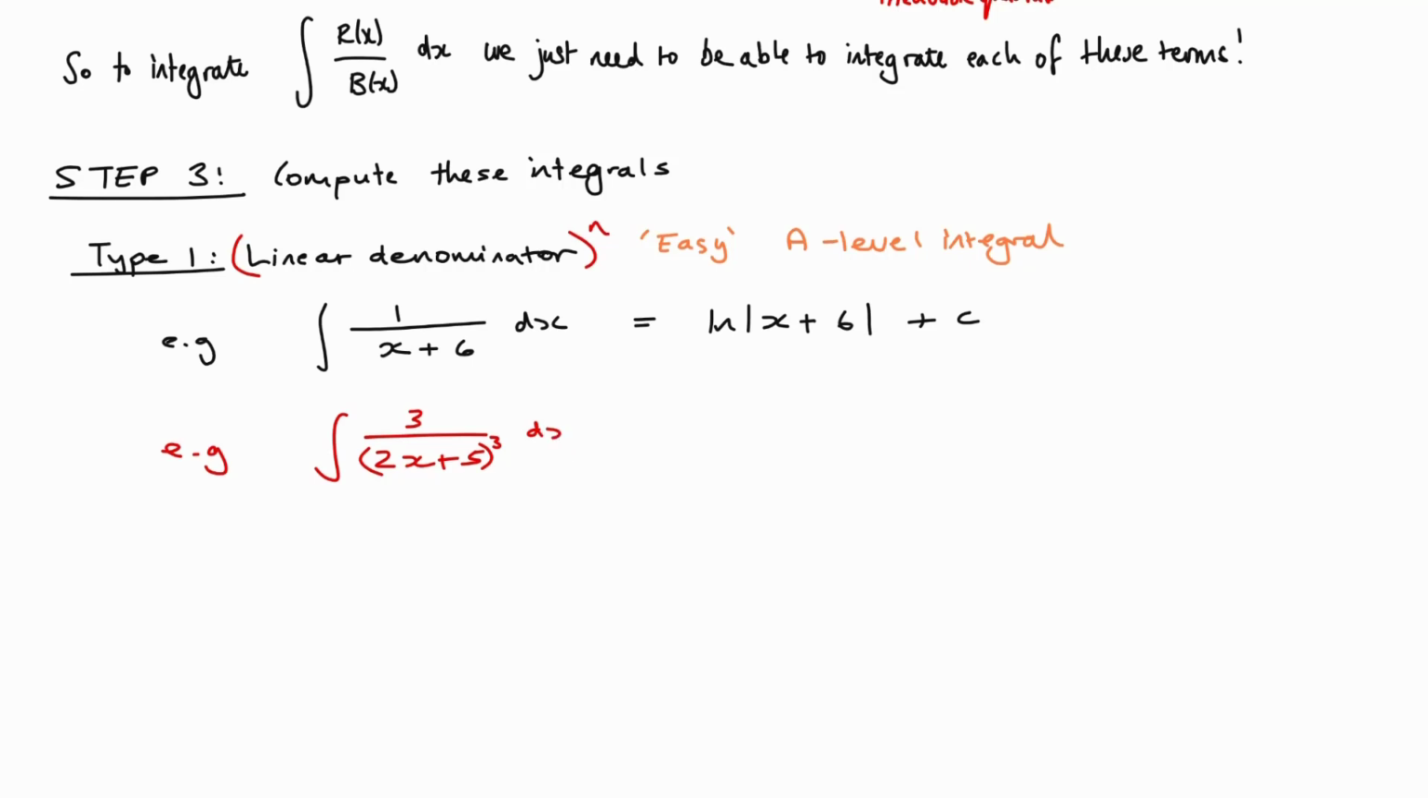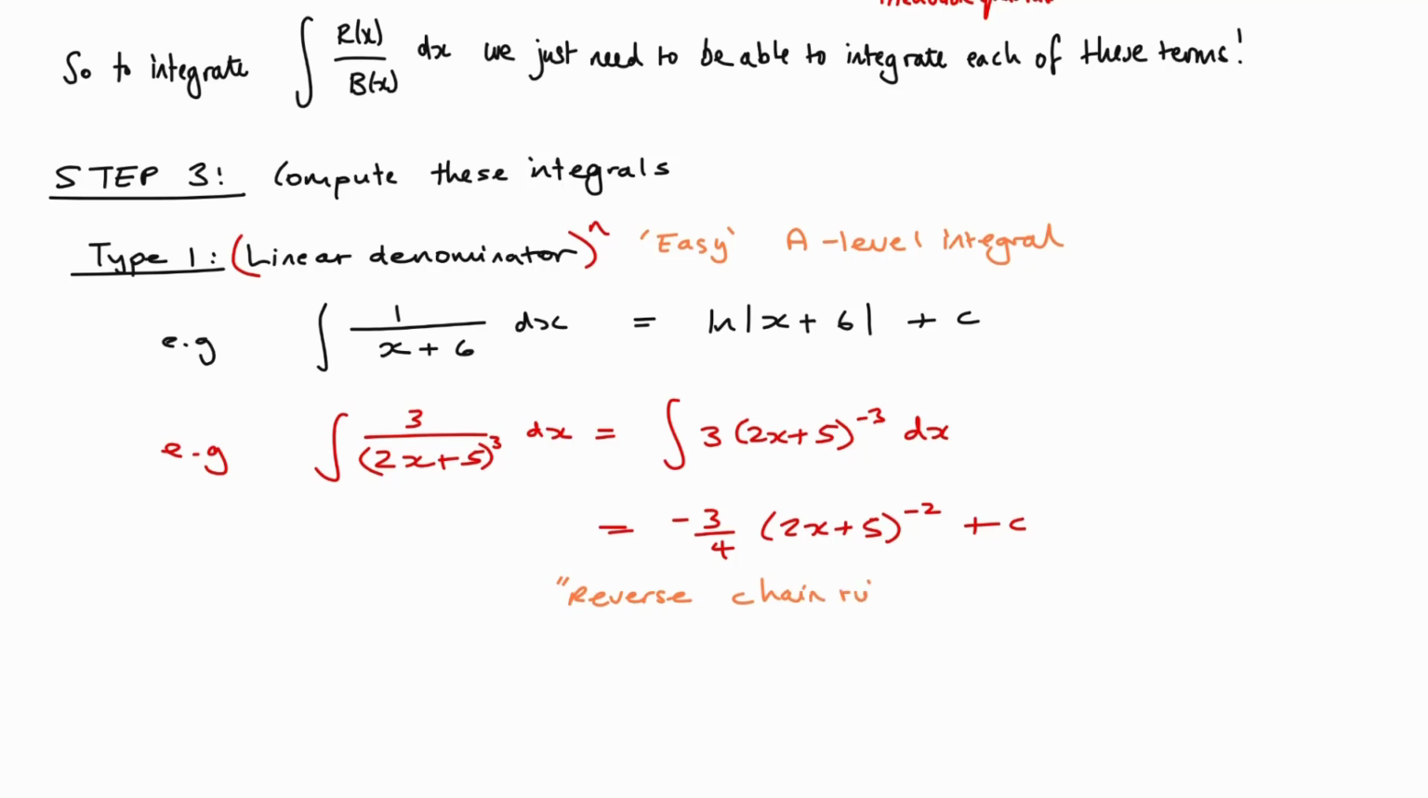just a constant over a linear factor to a higher power, then we can just write that as something like 3 times 2x plus 5 to the minus 3, and then use the reverse chain rule here, the usual integration of increasing the power by 1 and dividing by the new power, and then we also divide by 2 because of the 2 inside the brackets here. So again, I'm going to assume you've seen these reverse chain rule integrals before.